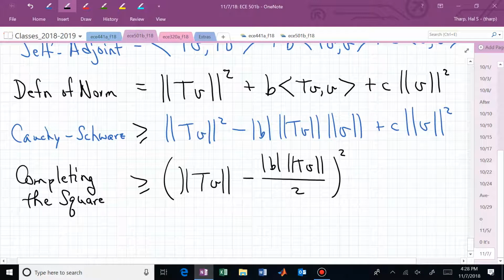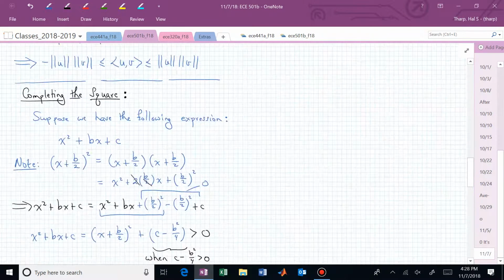I'm writing too big. Yes? So where did the negative sign come from? That came from our Cauchy.